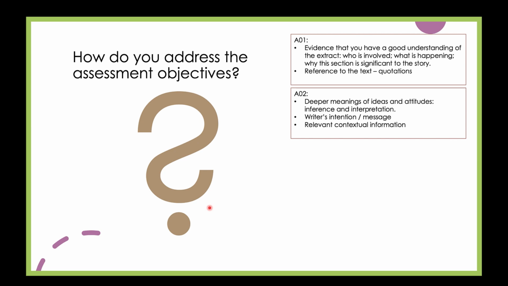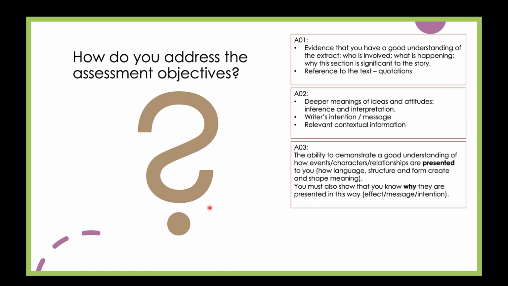so you referencing the text in your answer. AO2 is regards to you interpreting meaning. What is the deeper meaning? What are the big ideas? What are the themes? Think about the writer's intention and the message. What is Dickens trying to show you and why? What's his purpose? And also any relevant contextual information. Please don't bolt on context if it's not relevant. Only use context if it actually enhances your answer.